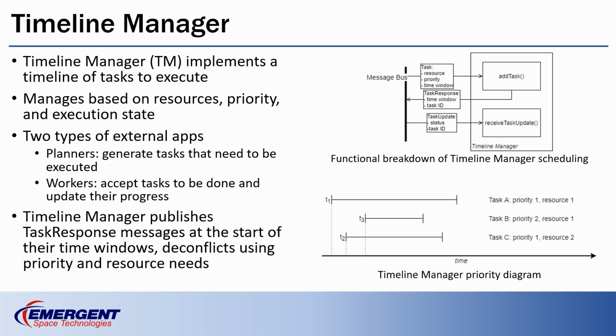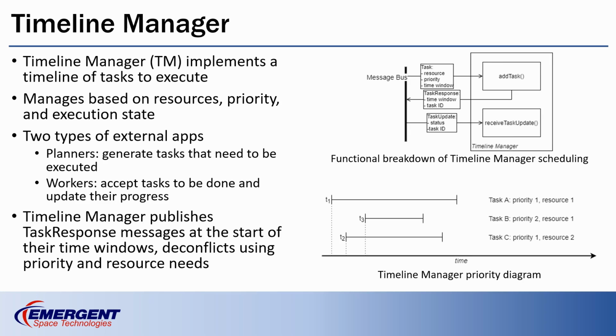Timeline Manager cares about two types of external apps. We have planners, which are things like Execution Manager, which generate tasks that need to be executed by the system. And then workers are some class of applications that receive tasks from Timeline Manager, actually perform the task by sending commands to a software bus, and then generate a response that's received by Timeline Manager.